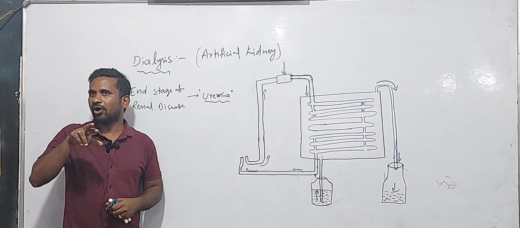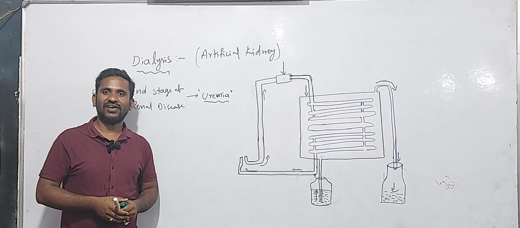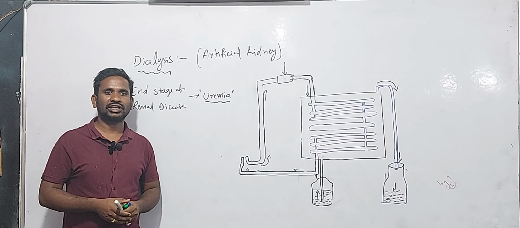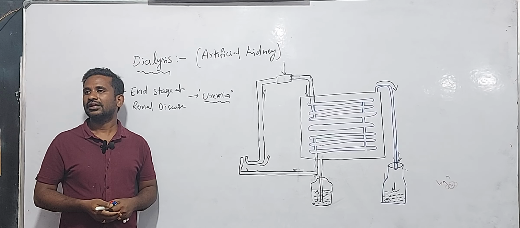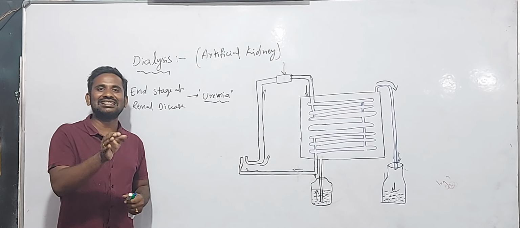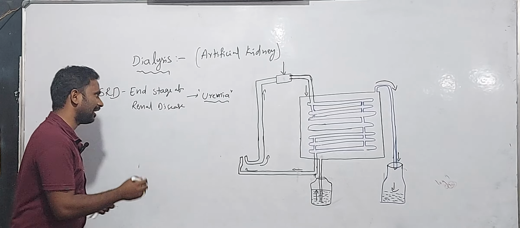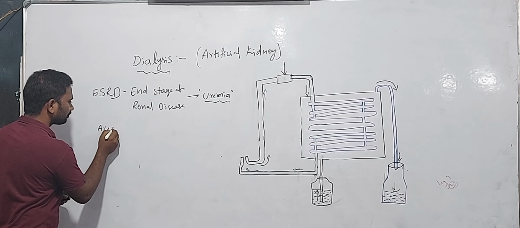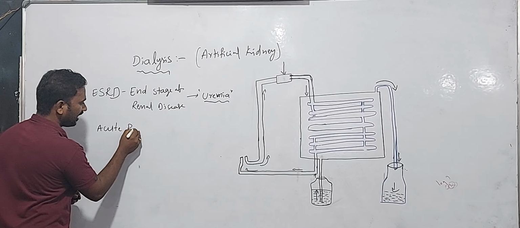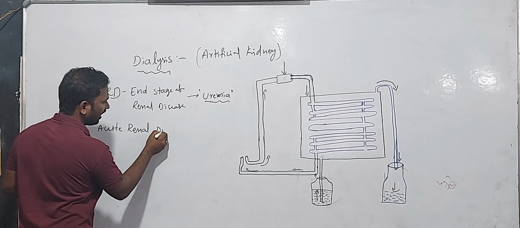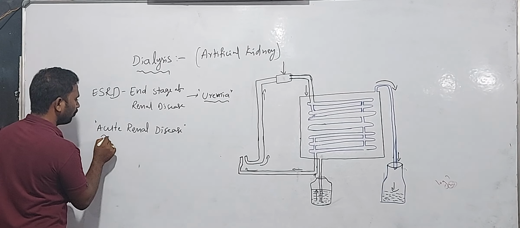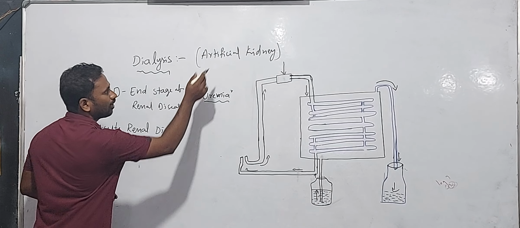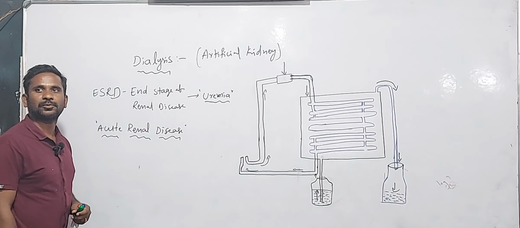If both kidneys fail, meaning they malfunction or fail, it is known as acute renal disease. In this situation we need to go for the dialysis process.